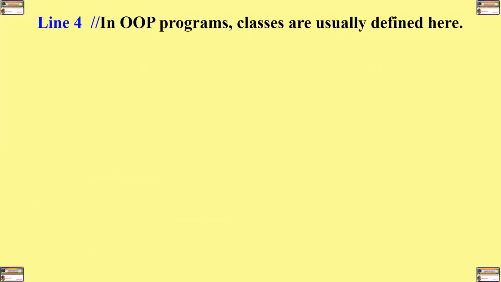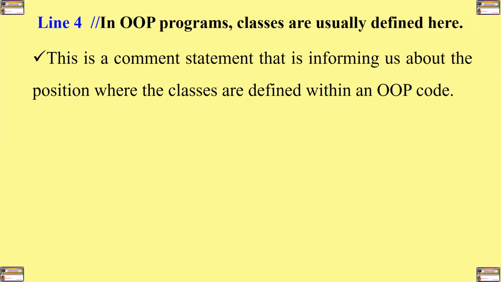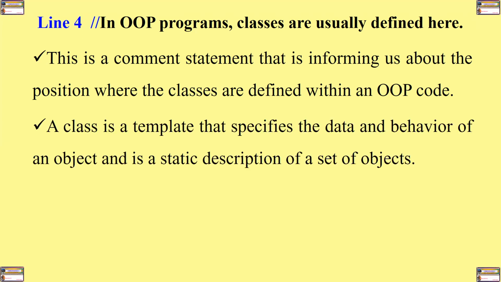Line 4 is a comment statement that is informing us about the position where the classes are defined within an OOP code. So it is just a comment statement that I have used in my source code to inform you that you always, or usually, define the classes before the main function.